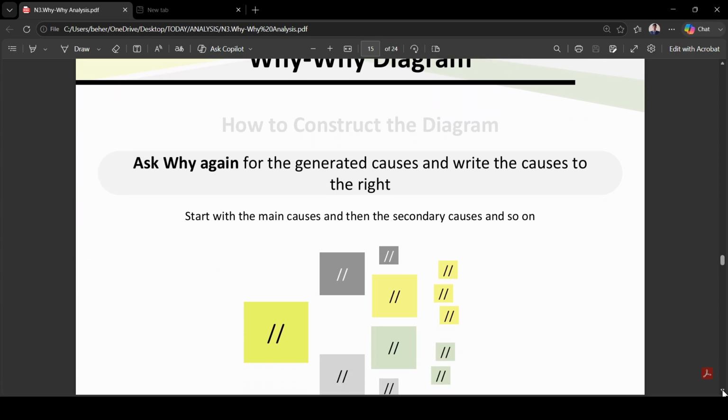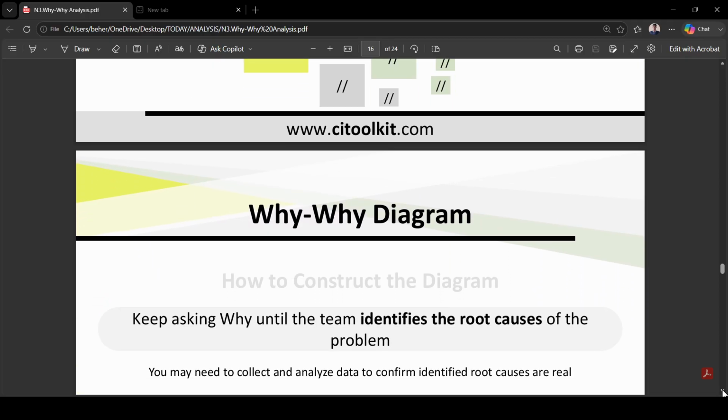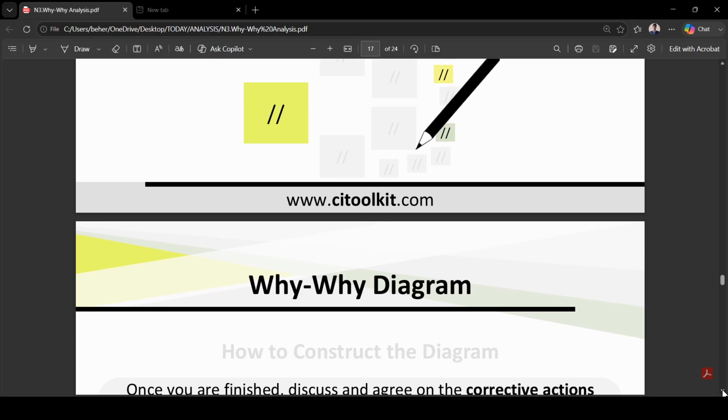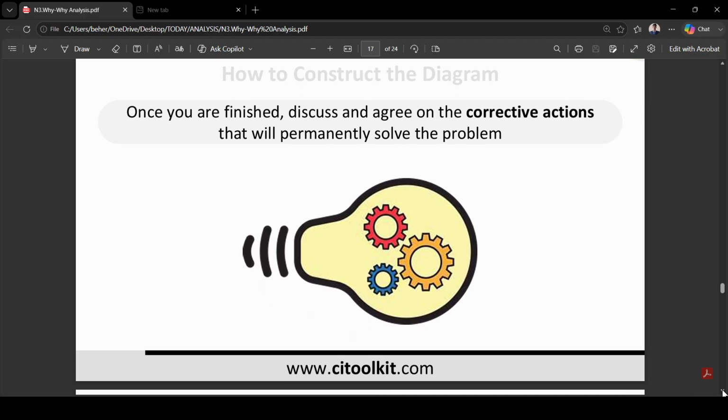Then ask why again for each generated cause and write the causes on the right. Start with the main causes and the secondary causes and so on. Keep asking why until the team identifies the root cause of the problem. You may need to collect and analyze data to confirm the identified root causes are real. Once you are finished, discuss and agree on the corrective action that will permanently solve the problem.